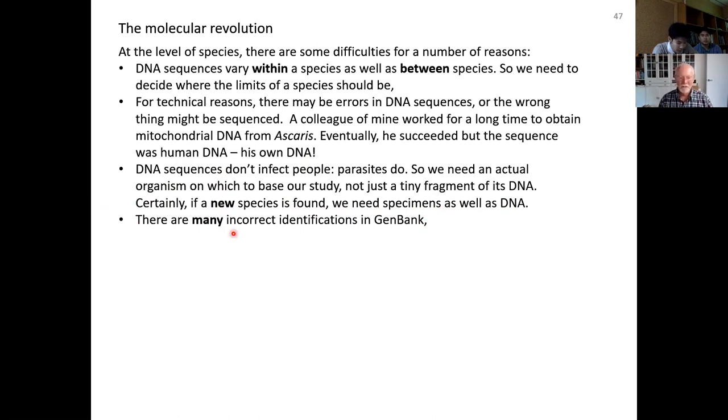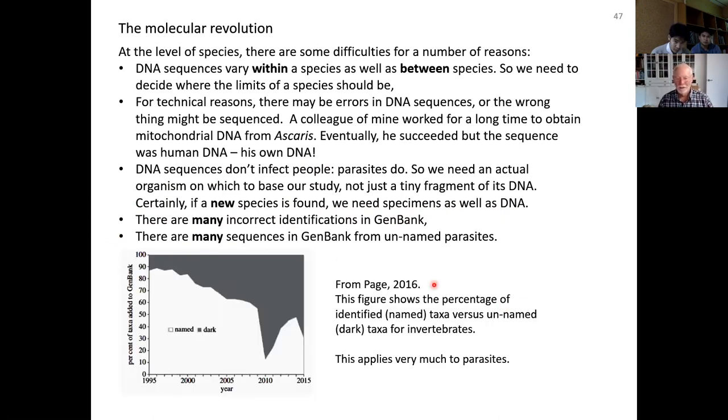And remember, and this is actually very important, there are many incorrect or incomplete identifications in GenBank. And there are many sequences in GenBank from unnamed parasites. This is from a study by Roderick Page in 2016 and shows the percentage of identified, that is named, species versus unnamed species for invertebrates, not just parasites, but all invertebrates. So you can see in 1995, the percentage of named species represented by DNA sequences in GenBank was close to 90%, and a small proportion was of unnamed invertebrate species.